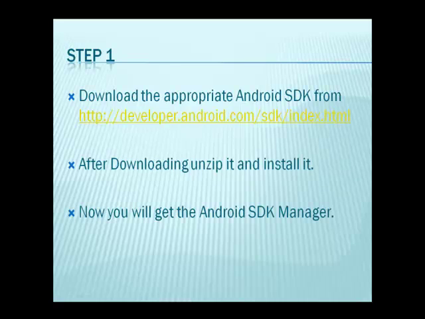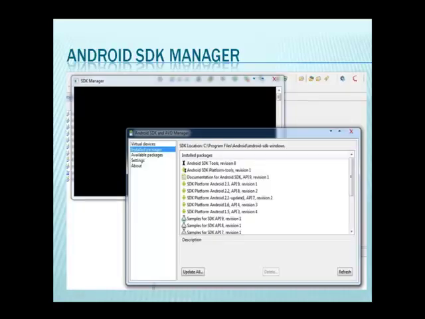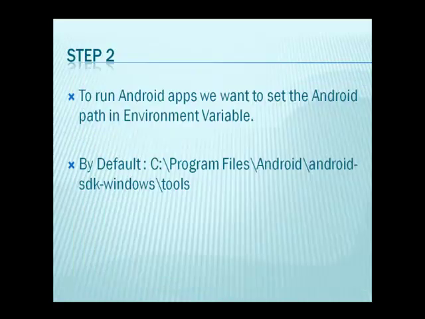Step 1. Download the appropriate Android SDK. After downloading, unzip it and install it. Now you will get the Android SDK Manager. This is how it will show on your machine. To run Android apps, we want to set the Android path in the environment variable.